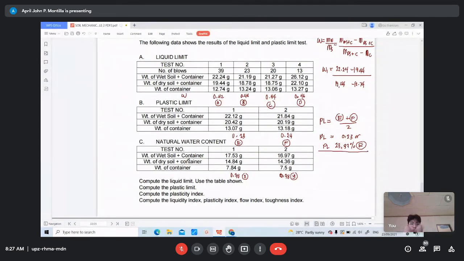And then determine the natural water content. Natural water content is the average also of the test. So that is X plus Y over 2, dahil dalawa lang naman yung trial or trials natin. So average ng dalawang moisture content, that is 0.19.